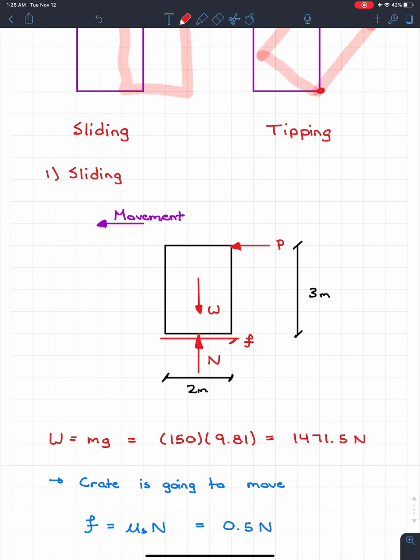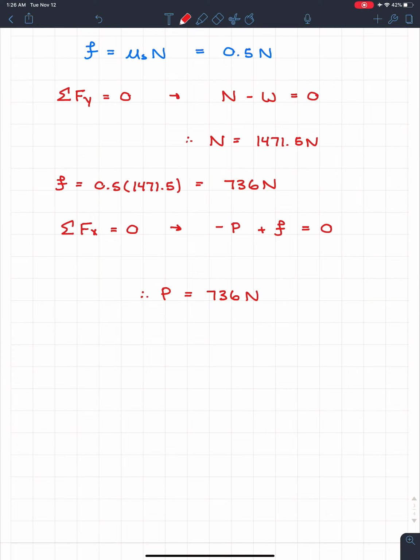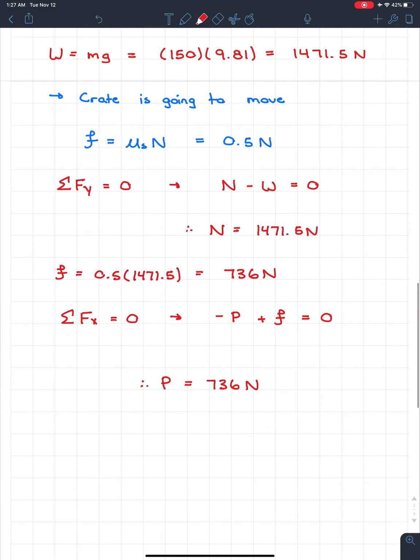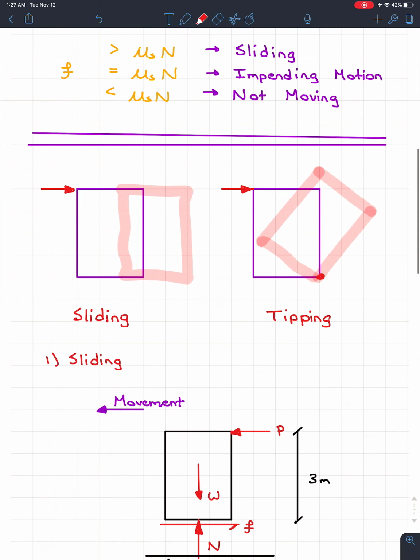Now, this is one of the problems. A lot of students will get this answer of 736 newtons, and they'll say, okay, well, that's my final answer. Box it up, good to go. However, this is where they'll lose a lot of marks, because if we look up, we saw that there's actually 2 scenarios that this crate can do.